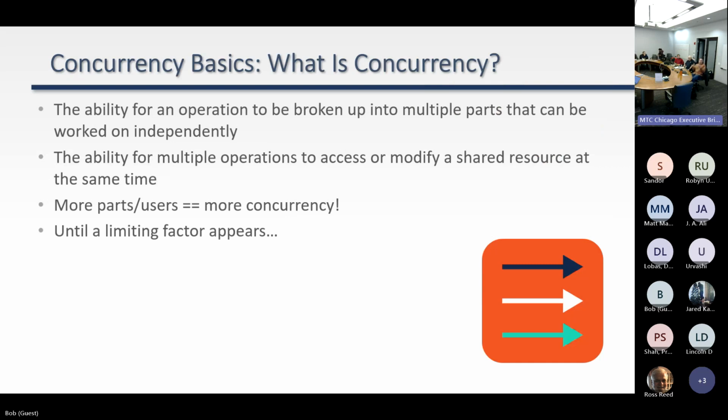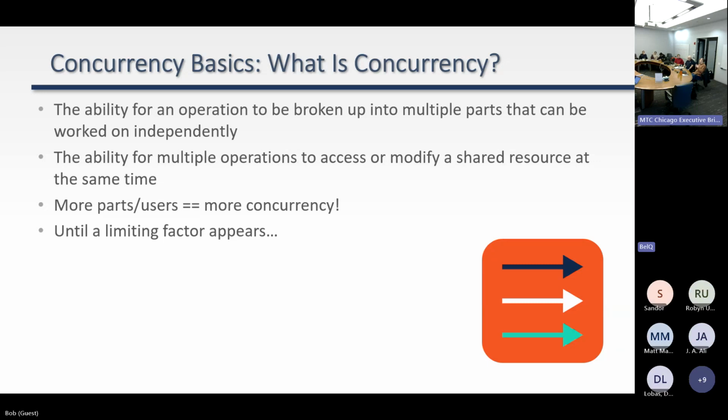So very briefly, what is concurrency? The ability for some kind of operation to be broken up so it can run independently and simultaneously. This usually involves accessing or modifying some kind of shared resource at the same time. And this usually works really well until some kind of limiting factor appears. You can't have too many people writing to the same thing at the same time. You're going to run into problems. And this is where, initially, relational databases really shined, because they had the ability to manage this in an effective and coherent way for the most part.